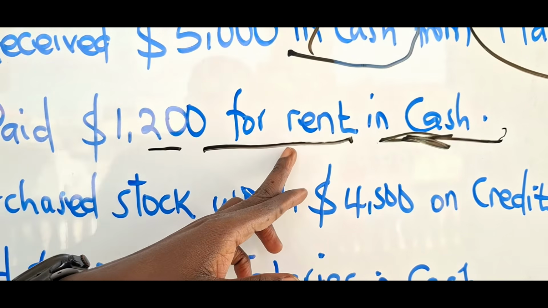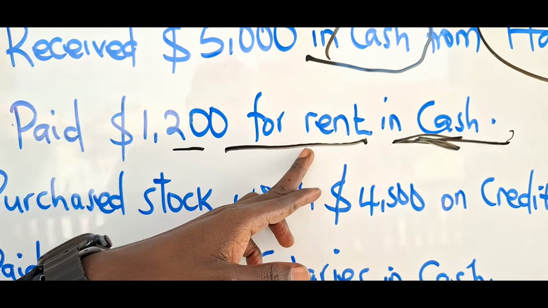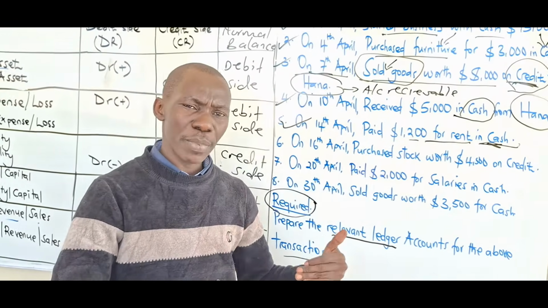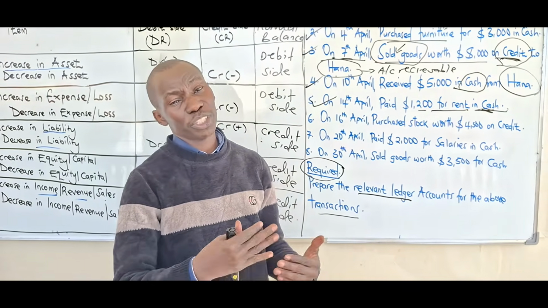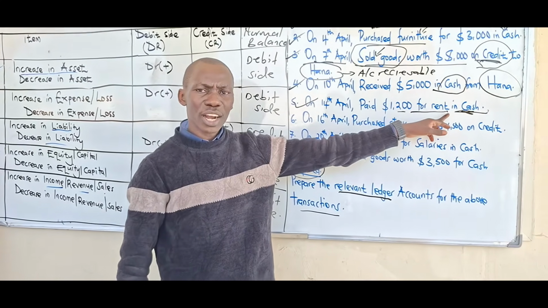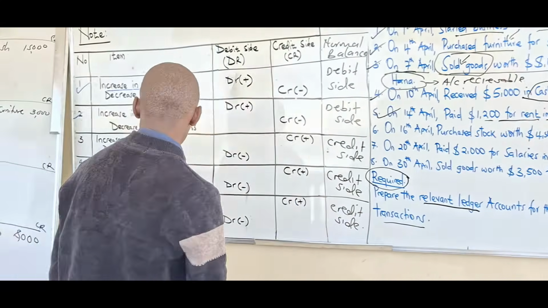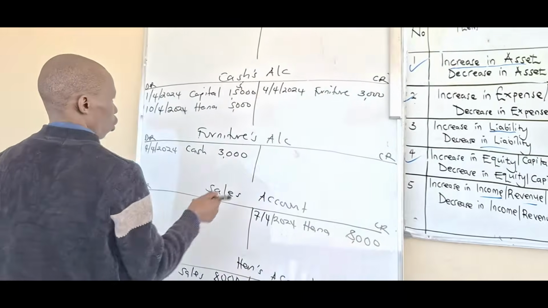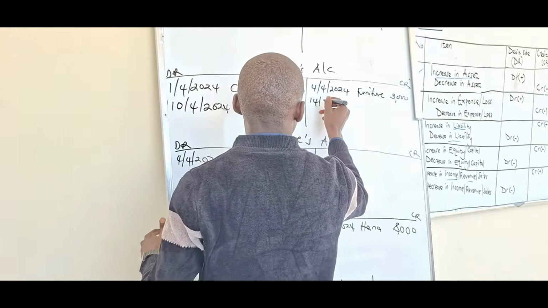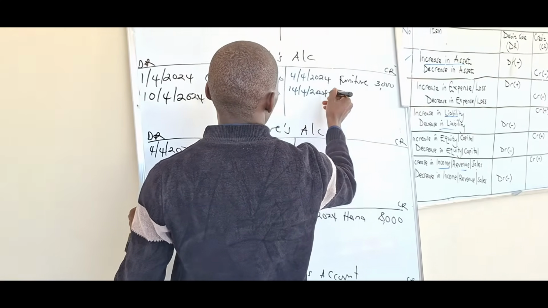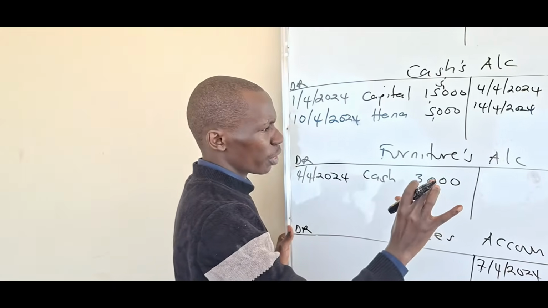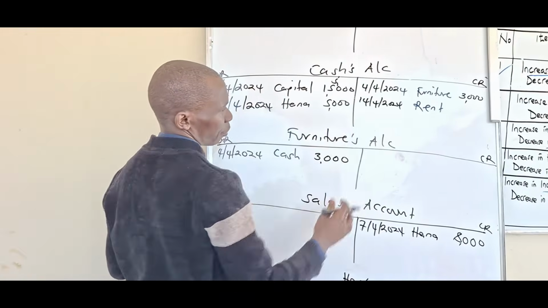They have the same behavior. As rent is increasing, you debit it. As it is reducing, you credit. Same applies to cash. As cash is increasing, we debit that account. As it is reducing, we shall put it on the credit side. So we are going to our cash account and we reduce it. How do you reduce? By recording it on the credit side. That is on the 14th. Cash is reducing to rent because you are paying the rent. You are using your cash to pay this rent for the business.